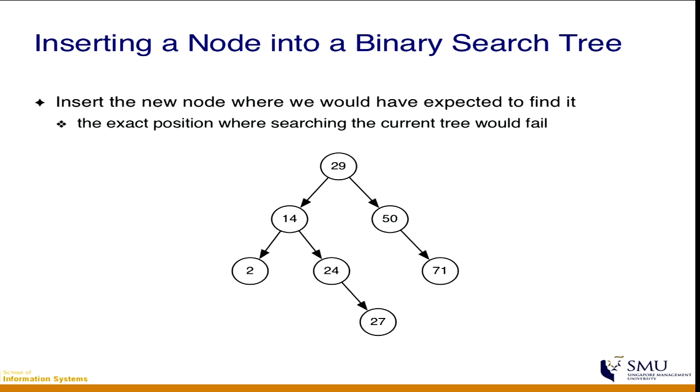Now, one way we can do it is to first search for the number that you want to insert. You don't expect to find it there, but you can search anyway. So 15, you start at the top. 15 is smaller than 29, so you go to the left. 15 is larger than 14, so we go to the right. 15 is smaller than 24, so we go to the left. But there is nothing to the left of 24, and because there is nothing to the left of 24, we can put 15 there. Because once we put 15 there, next time when we search for 15, we expect to find it there.